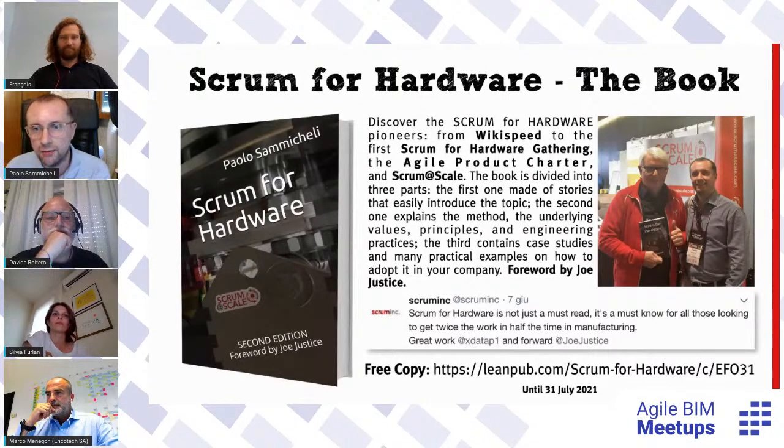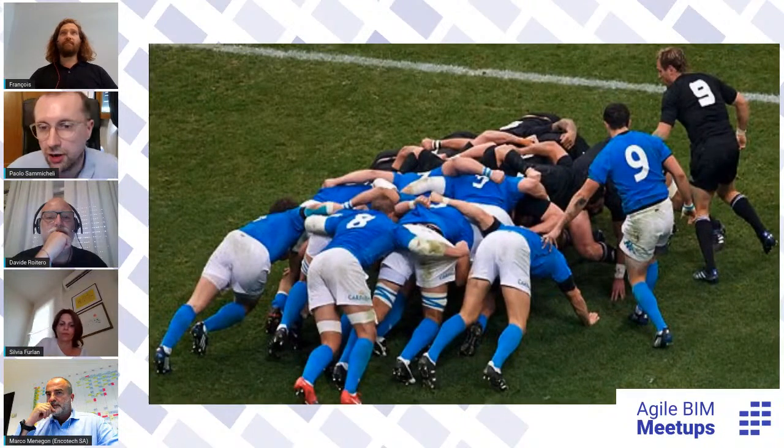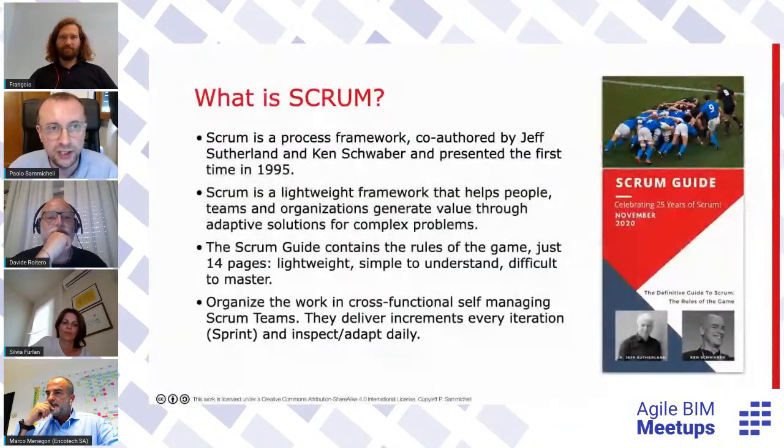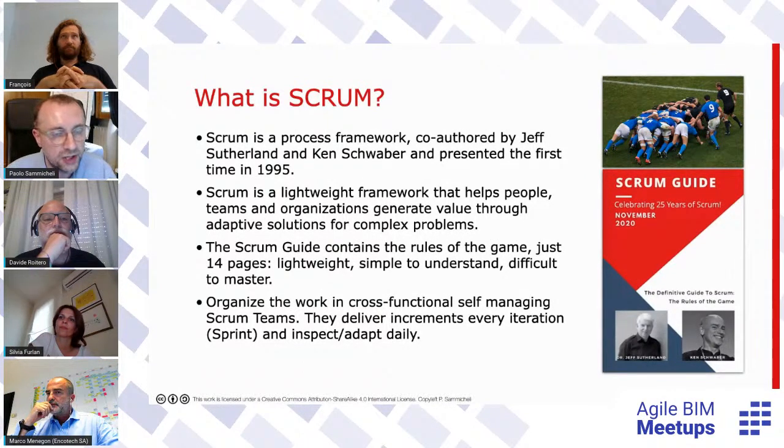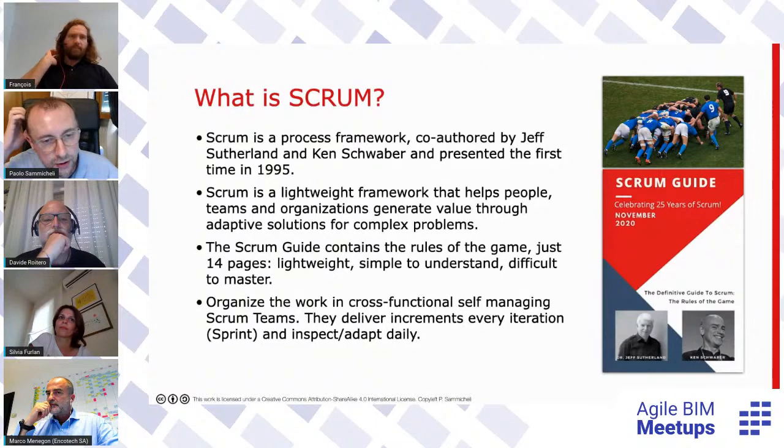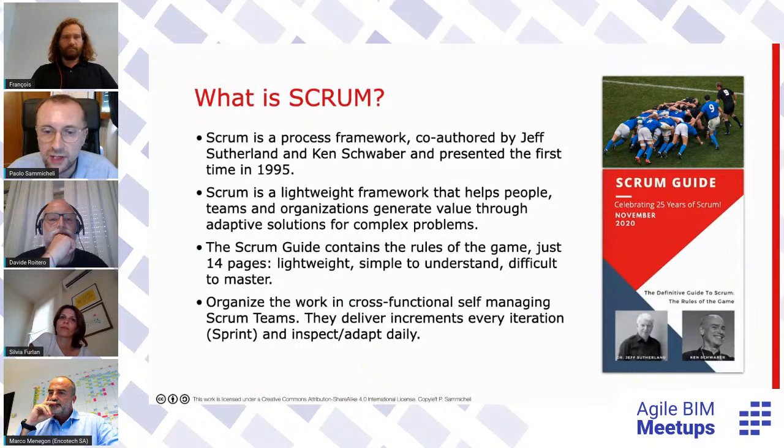Few words about Scrum. The word Scrum, and what you see on the screen, comes from rugby. The metaphor is of teamwork and a cohesive team that knows where to go, knows the direction, and together they help each other to reach the common goal, the team goal. Scrum is a very lightweight framework. The Scrum Guide, the rules of the game, is 14 pages. The idea is organizing teamwork and making teams work in an iterative, incremental way.